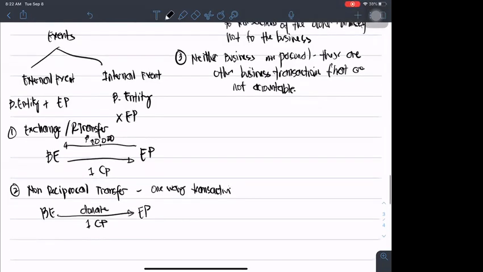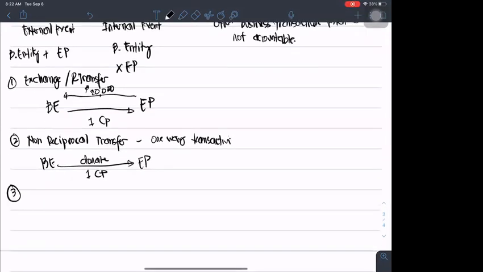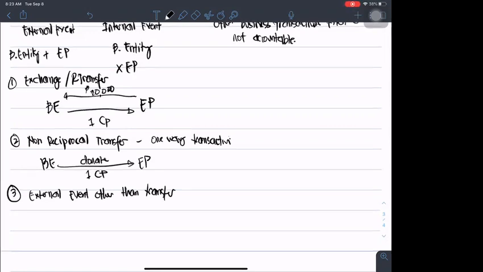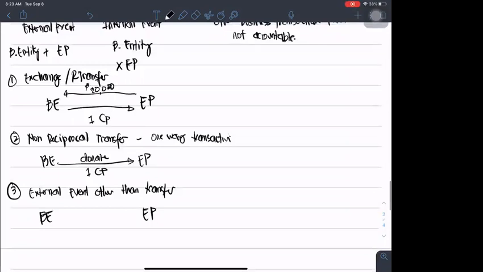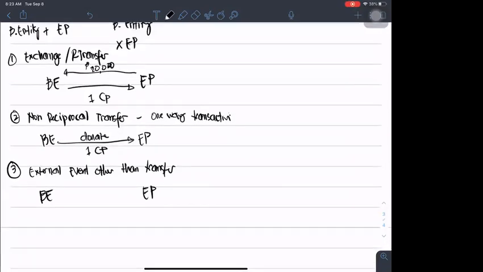Third one, we have your external event other than transfer. This is an event which involves changes in your resources or obligations caused by an external party but does not involve transfers of resources or obligations. So business entity, external party. There is an external event caused by your external party. However, there is no transfer in between them. So for example, the business entity and the external party work in the same industry.